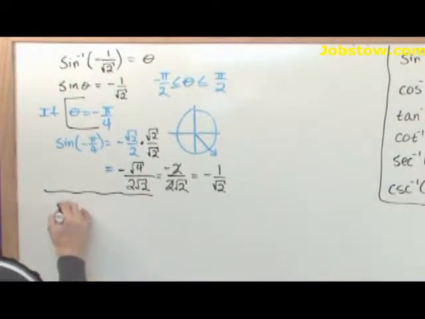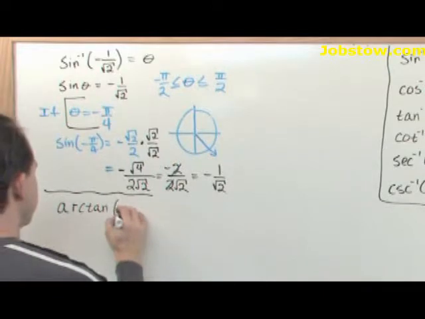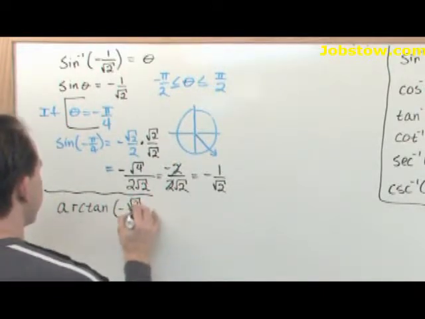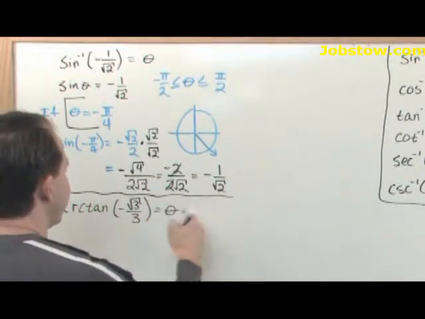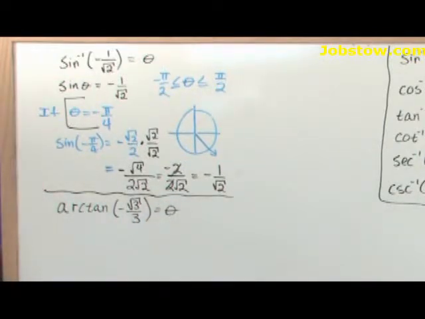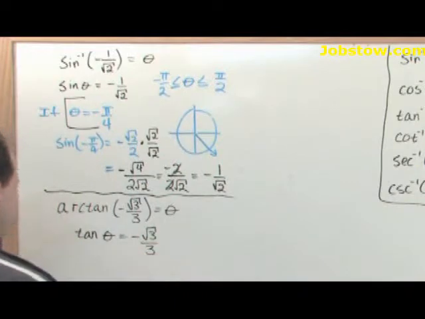Okay, the next problem is going to be the arctangent of negative square root of 3 over 3. And that's going to return some angle theta, and we're trying to find out what that angle is. Now, arctan is nothing fancy, it just means inverse tangent, same old thing. So what this means is the tangent of some angle is going to be negative square root of 3 over 3. That's what it means.